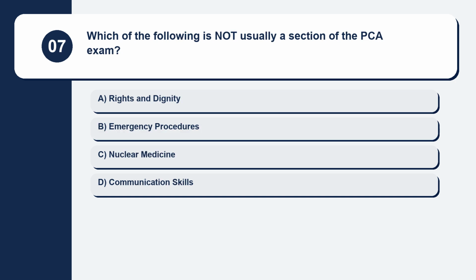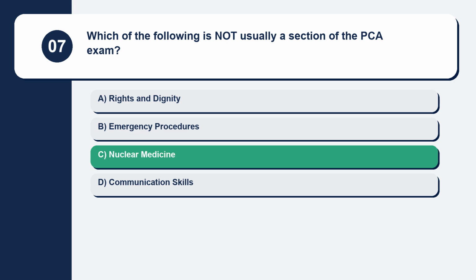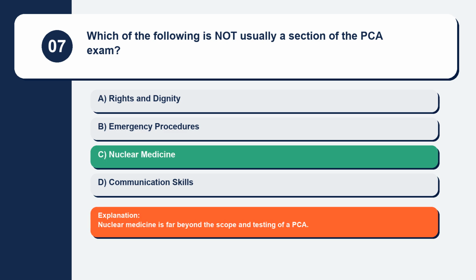Question 7. Which of the following is not usually a section of the PCA exam? Rights and dignity, emergency procedures, nuclear medicine, communication skills. Nuclear medicine is far beyond the scope and testing of a PCA.